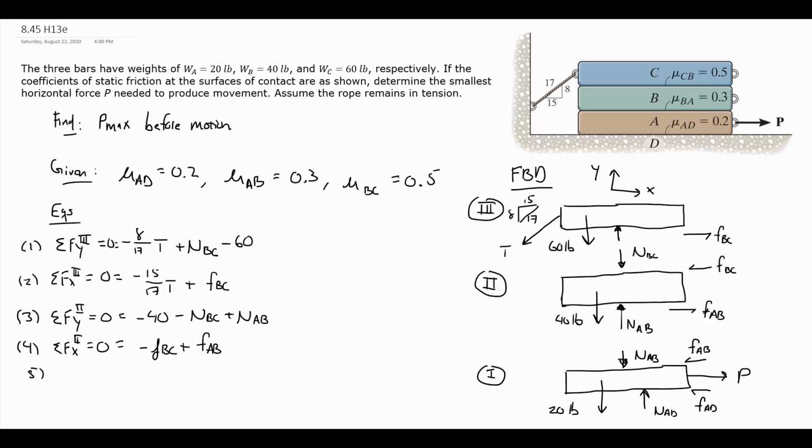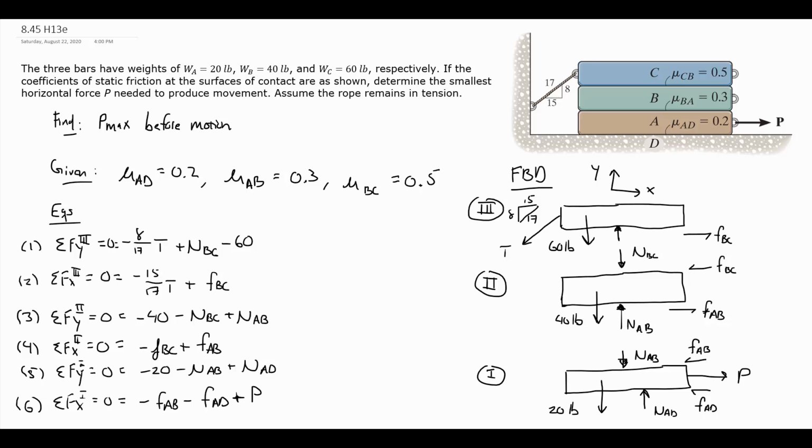And moving on to the last free body diagram, 1, I'll do the y direction first. I have its weight force down, minus 20. I have now NAB pointing down. I have NAD pointing up. And in the x direction, I have negative FAB in this picture, minus FAD plus P.